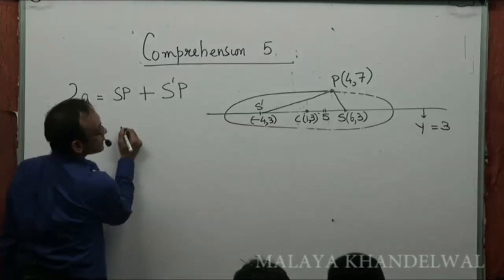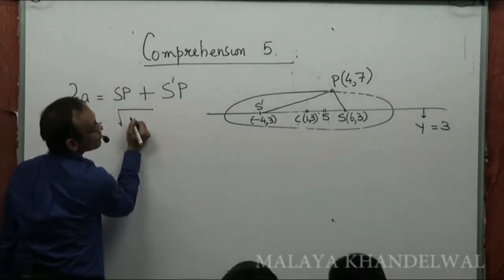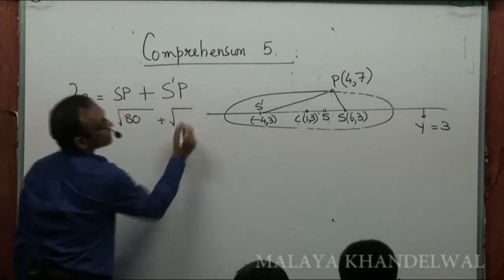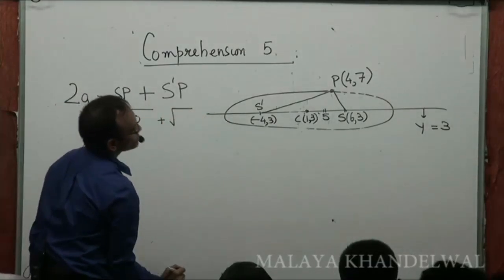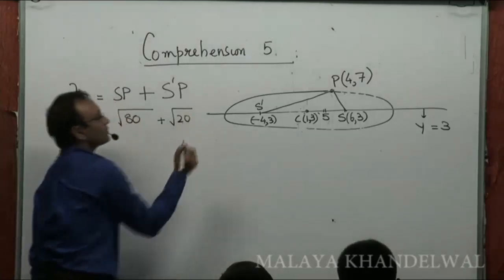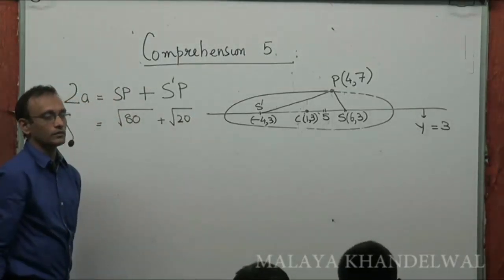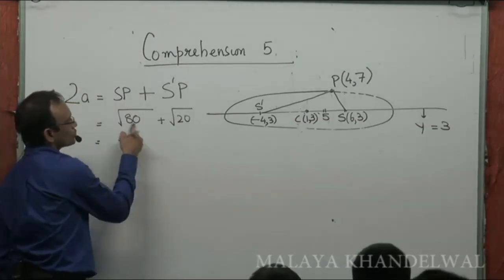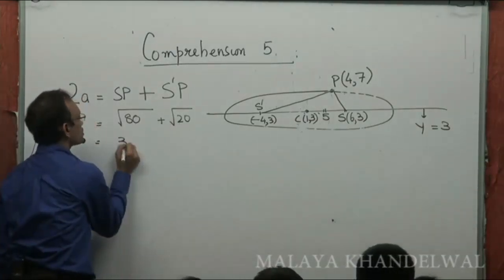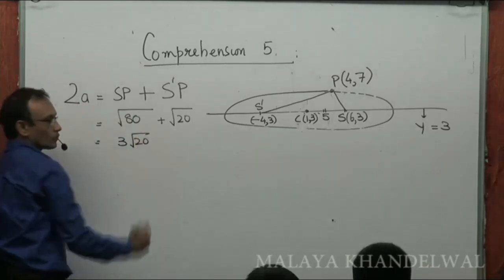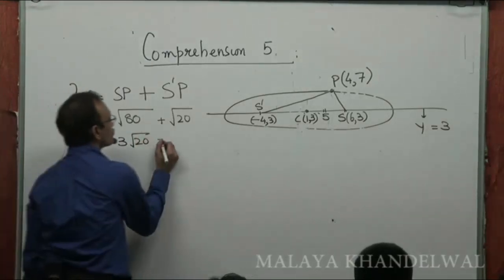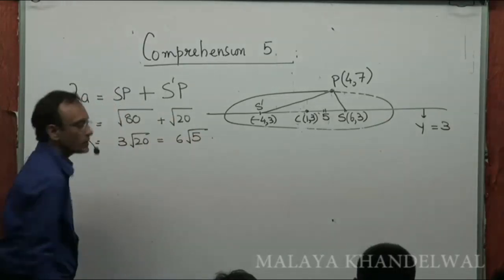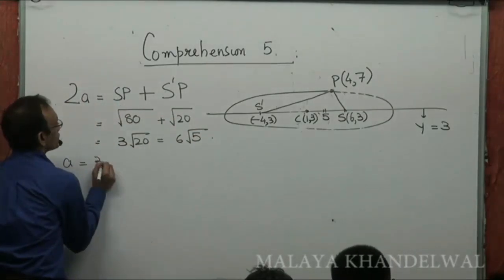So, which is like 64 plus 16 root 80 plus 4 plus 16 root 20, right, which is, this is 2 root 20 plus, so this is 3 root 20, which is 6 root 5, which is 2A. So A therefore must be 3 root 5.